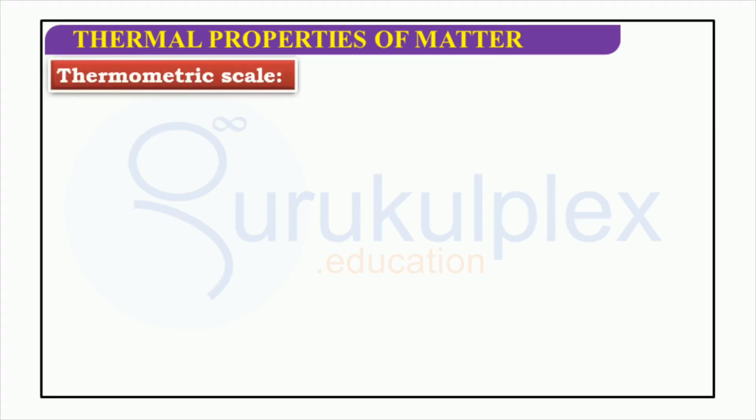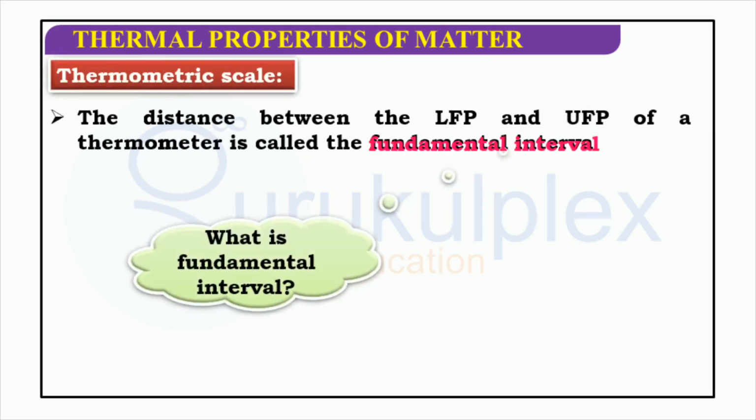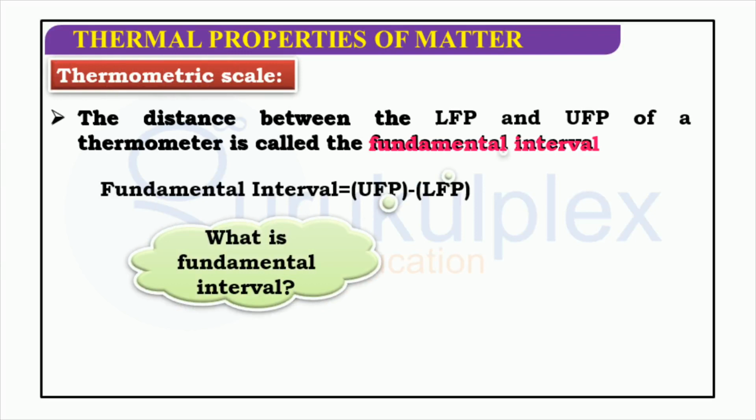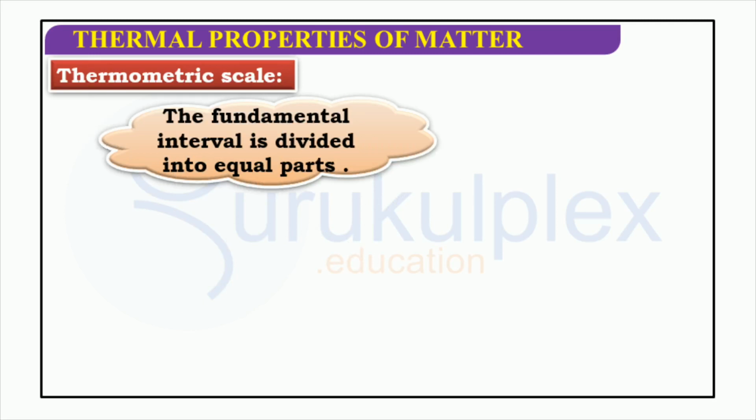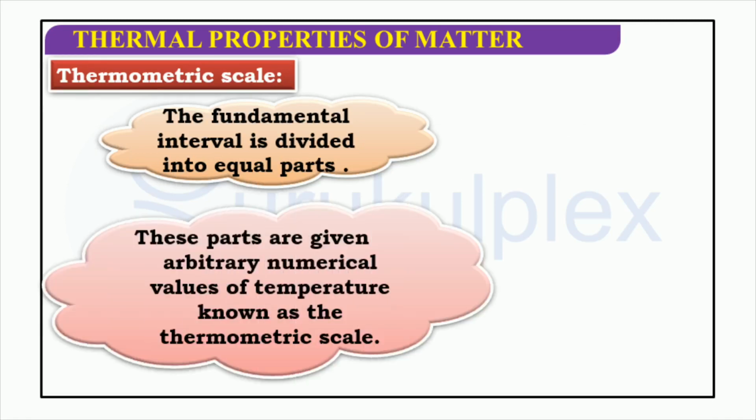We are examining the thermal properties of matter, focusing on thermometric scales. The fundamental interval is the separation between the highest and lowest fixed points of a thermometer, and it is broken down into equal portions with assigned numerical values, making up thermometric scales like Celsius, Fahrenheit, Kelvin, Römer, and Rankine. These scales are essential when understanding the thermal properties of matter, with this slide providing an overview of the fundamental interval and thermometric scales.